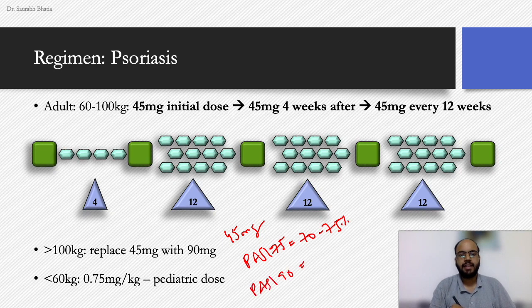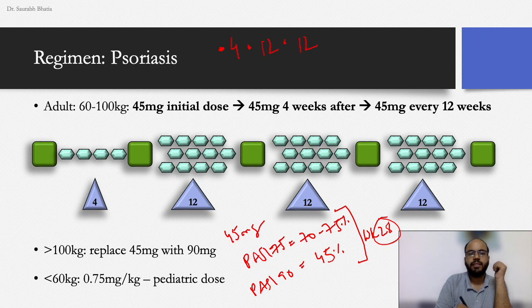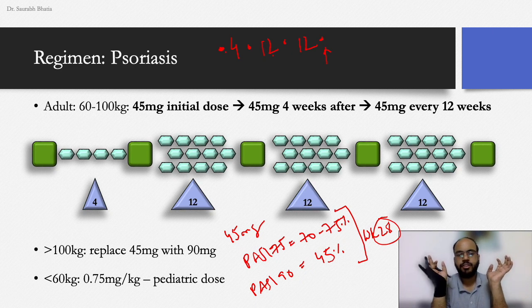PASI 90, that is 90% reduction from baseline PASI, is seen in 45% of patients, and this is seen at week 28. Okay, so what do we mean by week 28? We have week 0, then 4 weeks, then 12 weeks, then 12 weeks. So 1, 2, 3, 4. 4 plus 12 plus 12, 28. So at the end of the 4th dose, we'll see what the amount of reduction in PASI is. In 70-75% of patients, you will have 75% reduction. In 45% of patients, you will have 90% reduction.